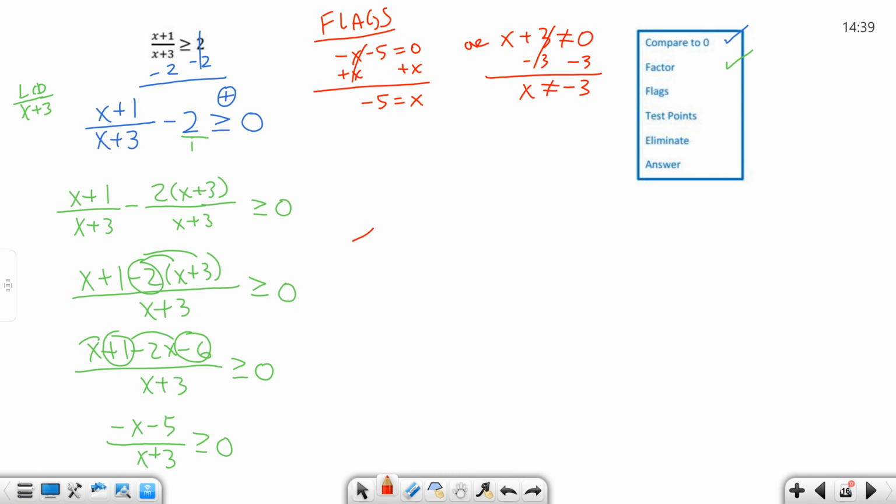So here on my number line, I have 2 flags. And which one is smaller this time? Negative 5 is smaller than negative 3. Again, it doesn't matter what order it is up there. I happen to have it in that order, but it's smaller on the left, larger on the right.